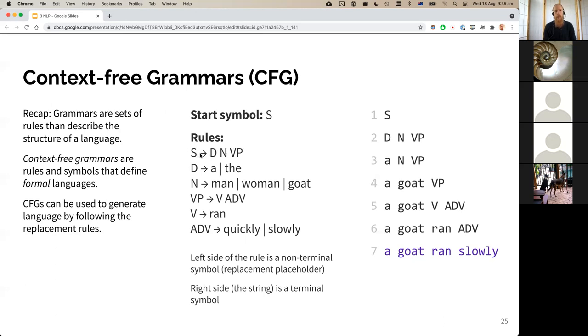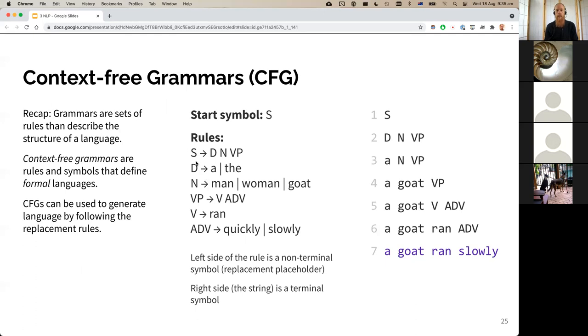So I can use these rules to generate a sentence or a sequence by replacing symbols on the right-hand side with other rules that I have in my grammar. So the full grammar for this is a toy grammar. It's just made for demonstration. There's a number of rules. We have these D rules, N rules, VP rules, V rules, and ADV rules.